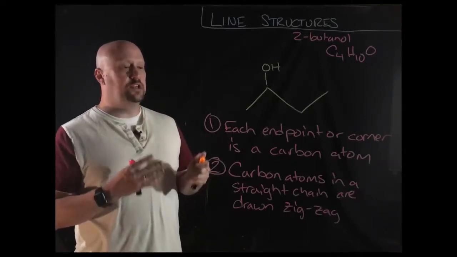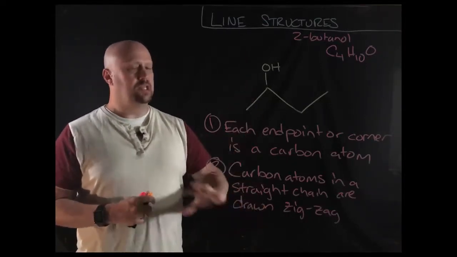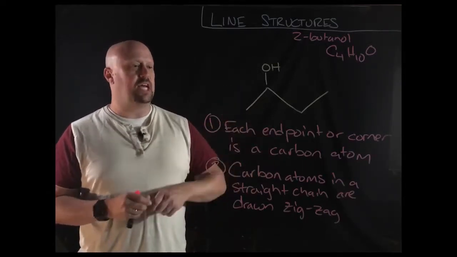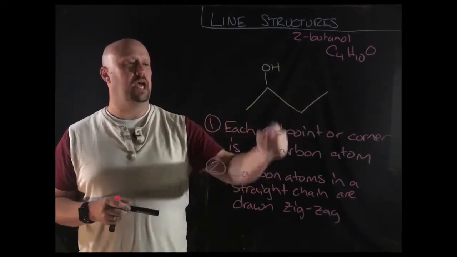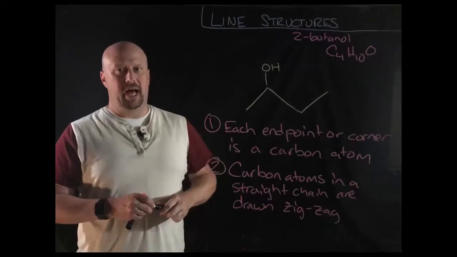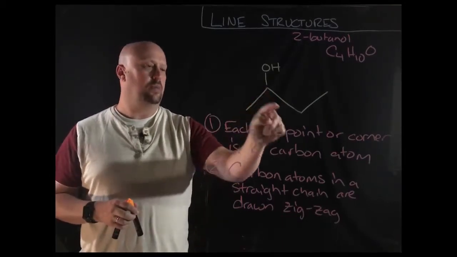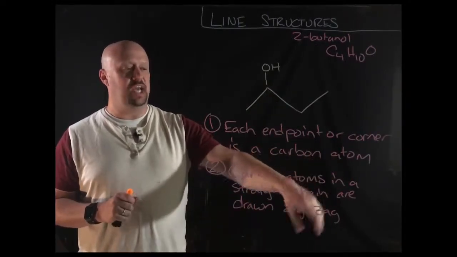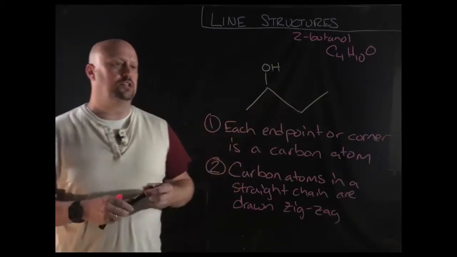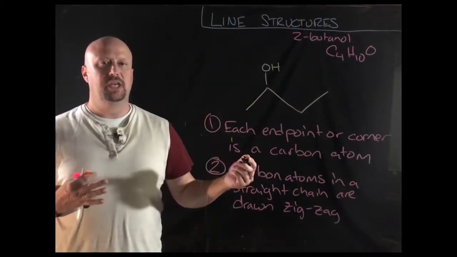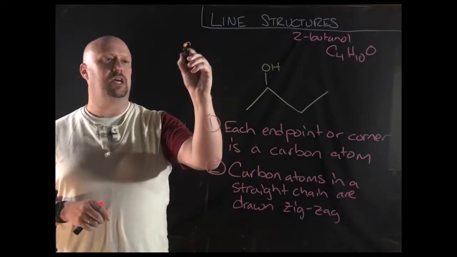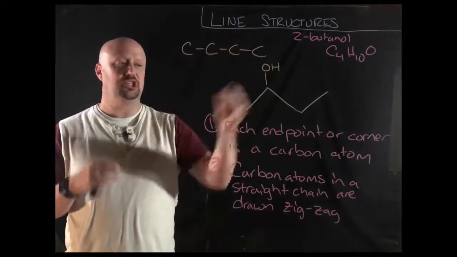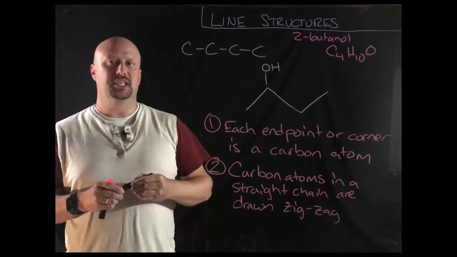So real quick here, the first two rules are right here, and I put two up at once. I don't normally do that, but these two are directly tied together. We discussed this in the last video, but every endpoint, or every corner, is a carbon atom. So carbon, carbon, carbon, carbon. And the carbon atoms that are normally in a straight chain are drawn zigzag. To remind you what I mean by straight chain, if you went back to the partially condensed structure, we had our four carbons arranged in a line. That's a straight chain, and so that's going to be the zigzag that we're going to do.